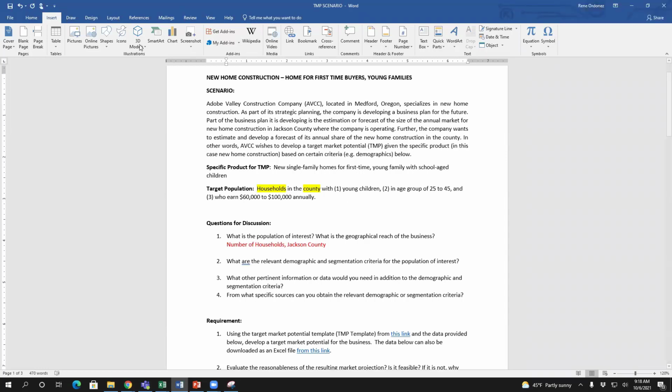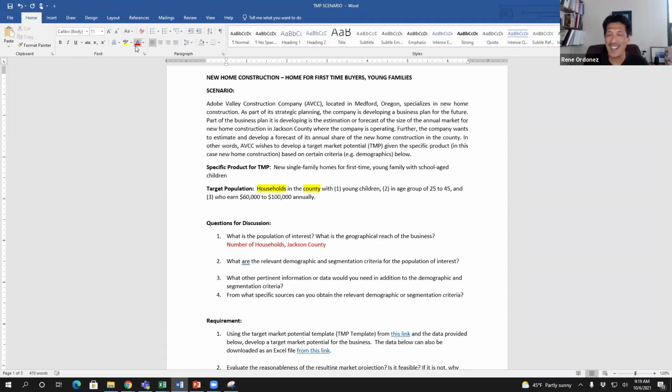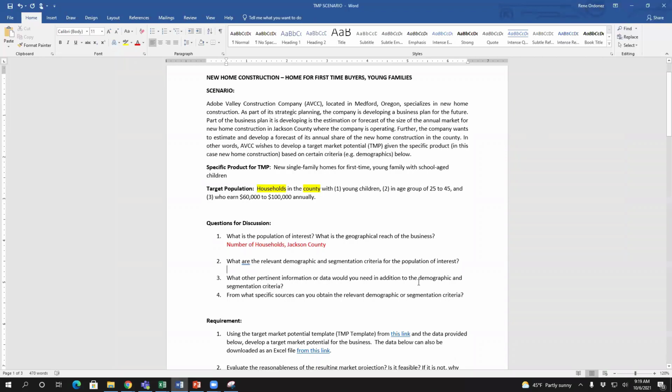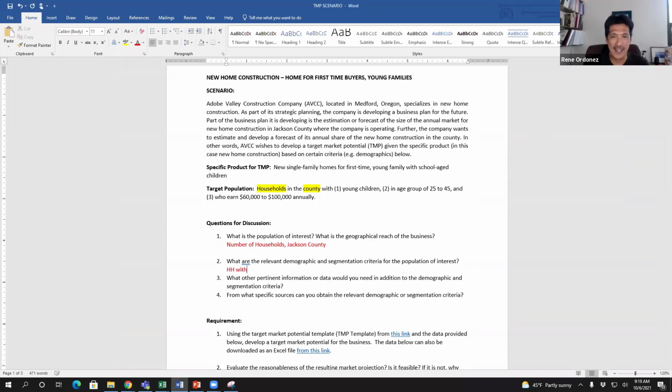Okay, now what are the relevant demographic information for the population of interest? I feel like I'm answering every question, but yeah, go ahead. Glad that at least someone is participating. Well, it's households with young children. Okay, households with young children between the ages of 25 to 45. Okay, ages, what was that? 25 to 45.